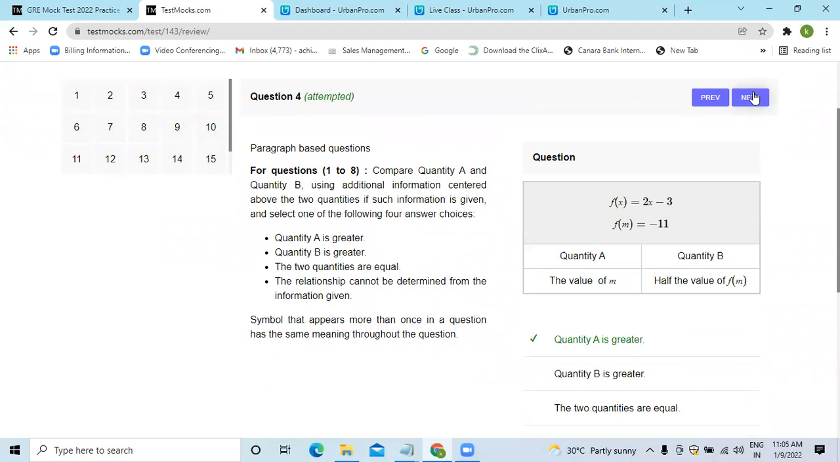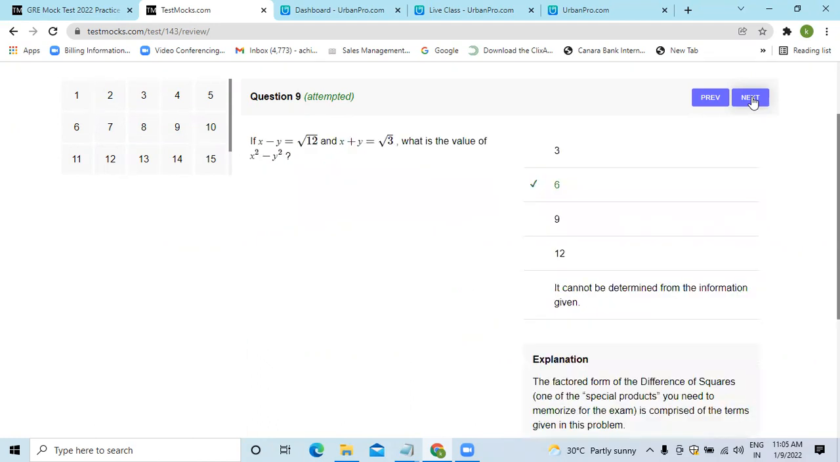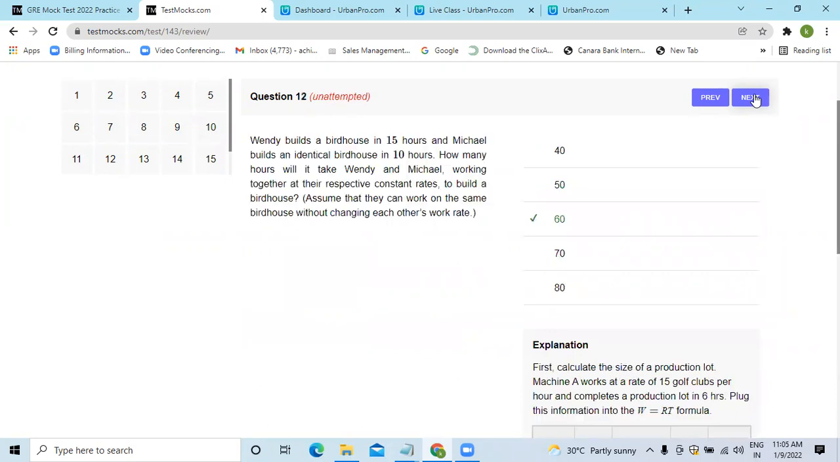Third, fourth is right. Fifth question also must be right. So sixth is right. Seventh is right. Eighth is right. 9 is also right. 10 is right. 11 is right. 12 is right. For 12, you did not attempt this, right?